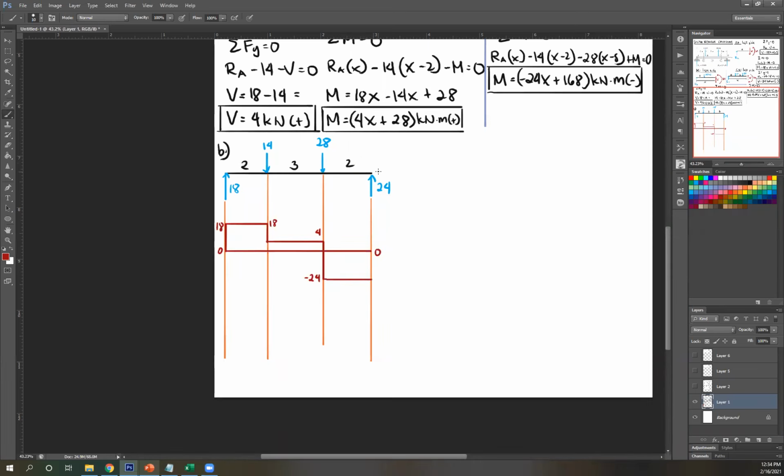Then you get here, positive 24, so you go upward. Negative 24 plus positive 24, you get 0. And this is how you know you created a correct shear diagram if you started with 0 and you end at 0 as well. So that's your shear diagram.